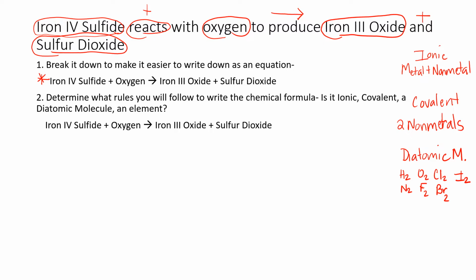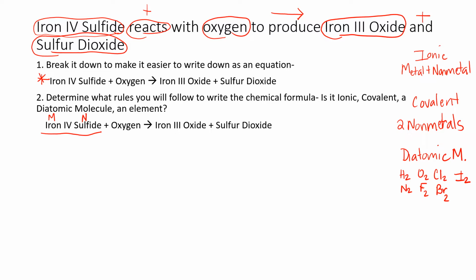And then the other thing is, is it just a plain old element? Okay, so that means it's not bonded to anything else, and it's not a diatomic molecule. Well, let's go ahead and figure it out. So the first thing we see for the first compound, it says iron 4 sulfide. So iron happens to be a metal, and sulfide, which is derived from sulfur, is just telling you that it's an ion, it's a nonmetal.